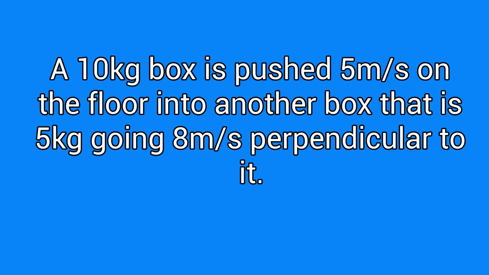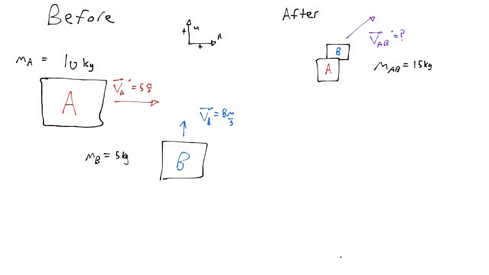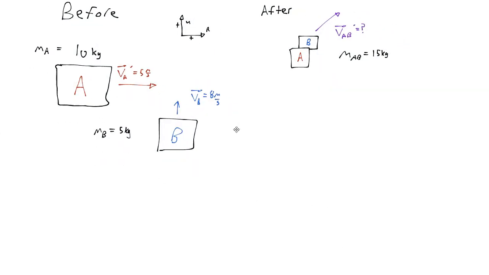Let's look at a completely inelastic collision example. A 10 kilogram box is pushed 5 meters a second on the floor into another box that is 5 kilograms going 8 meters a second perpendicular to it. What is the final velocity of both boxes? Okay, so I have a drawing right here, before and after. So we have all the velocities and masses in here. I set up to be positive, right is positive as well.